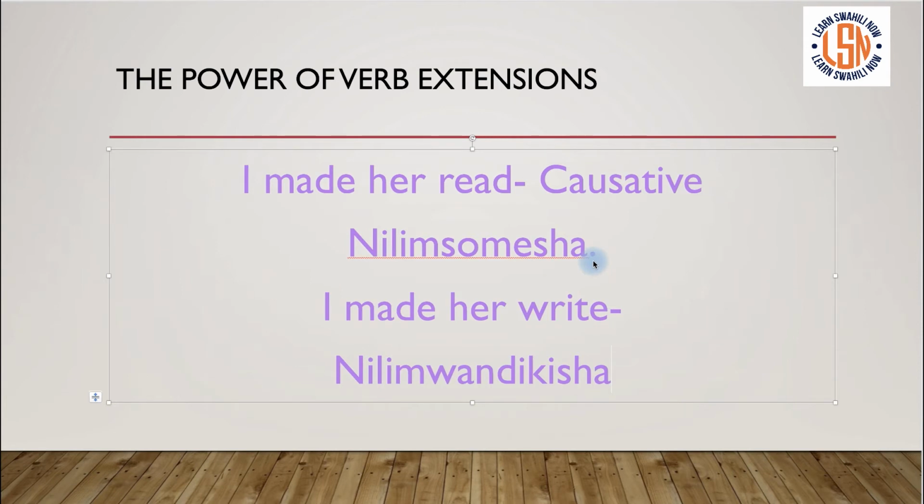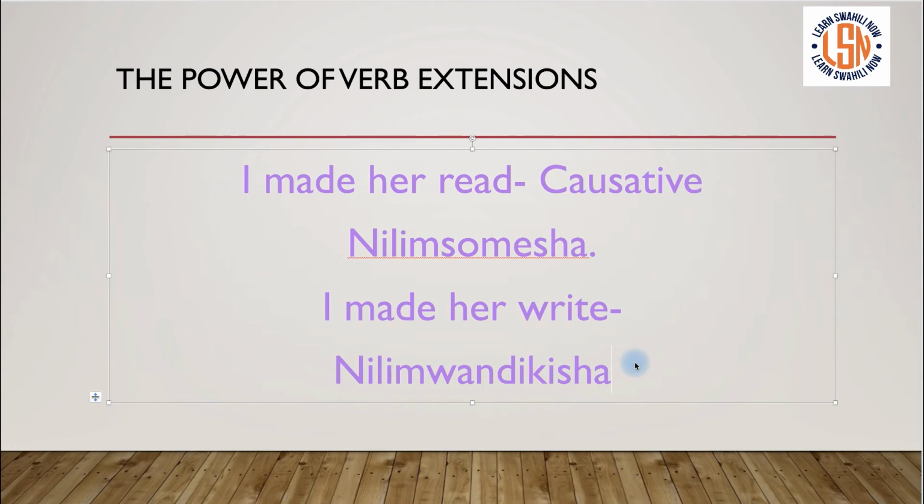So, did you say nilimsomesha? I write here nilimwandikisha just to show you how different it would vary depending on the root vowel. Okay, so nilimsomesha. Different from what we said earlier when it came to prepositional, where it was ea. Now we have esha to demonstrate I caused or I made her read and I made them or her write. Okay, so this is how the causative verb looks like.